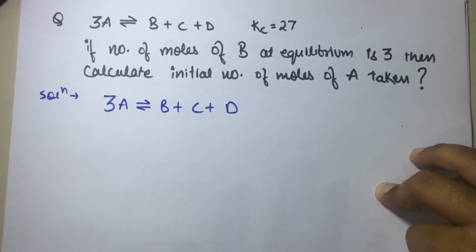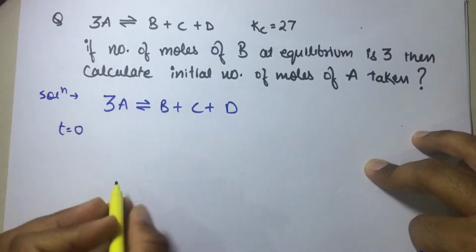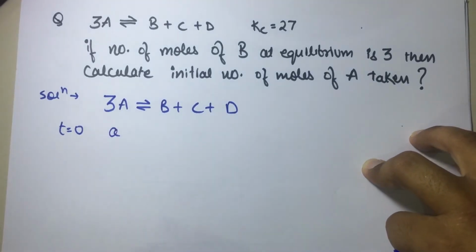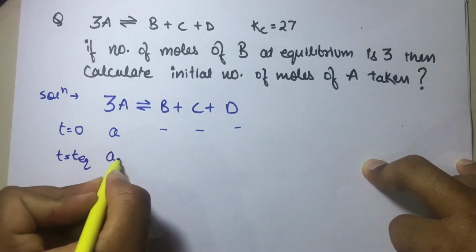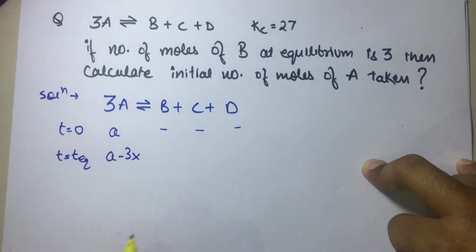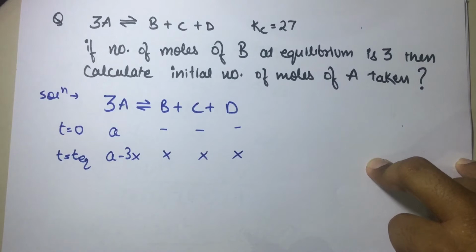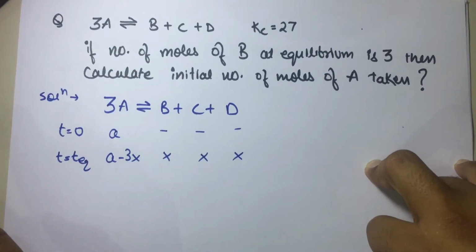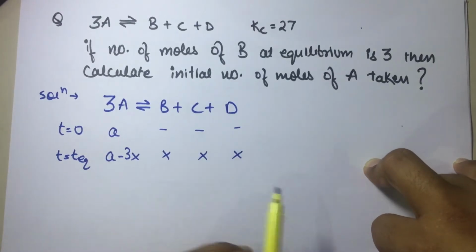Your first step will always be to write the number of moles at T equal to 0. So at T equal to 0, the number of moles of A is supposed to be A. Now no B, C or D is formed yet. At T equal to T equilibrium, A becomes A minus 3X, B becomes X, C becomes X, and D also becomes X. So you always have to write these 2 steps for every question. After writing these 2 steps, you should seek information in the question to proceed further.